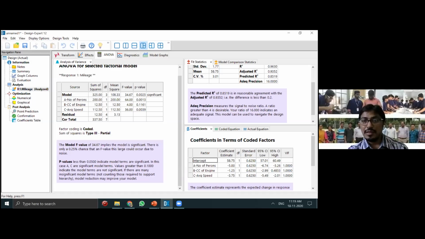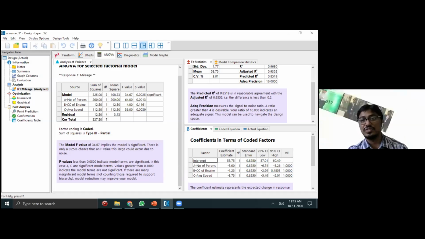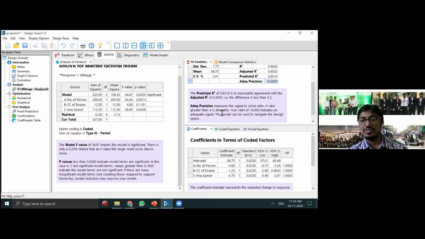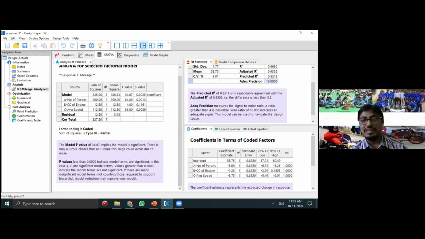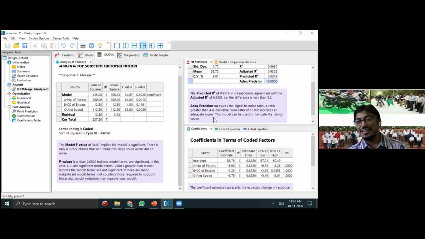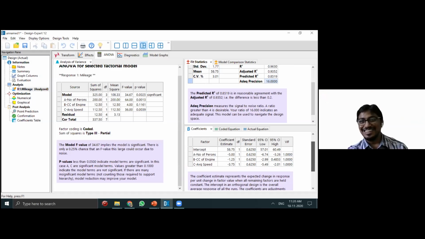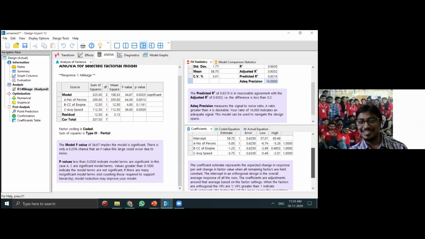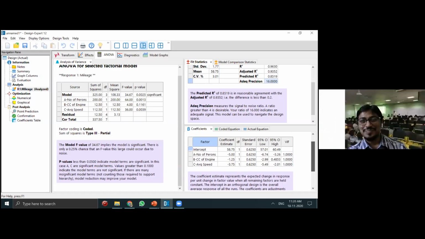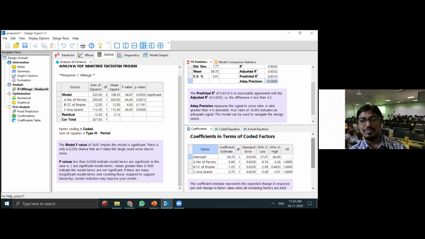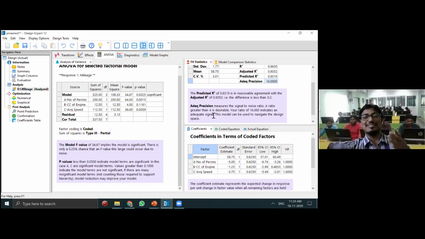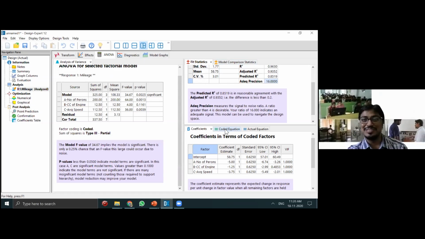Apart from that, adequate precision measures the signal to noise ratio. A ratio greater than 4 is desirable. Our ratio is around 16, which indicates an adequate signal. So Design Expert is asking the question and, at the same time, giving the answer. It is not stressing us. We can rate it as a very good software. If you go with the older versions, everything is in one sequential manner, but this is a higher version, so everything is given in different tabs and different windows.